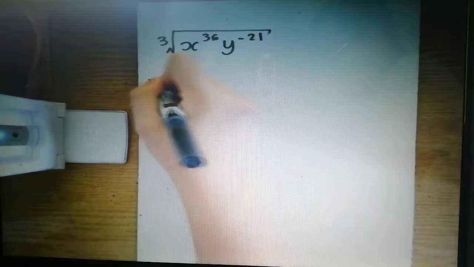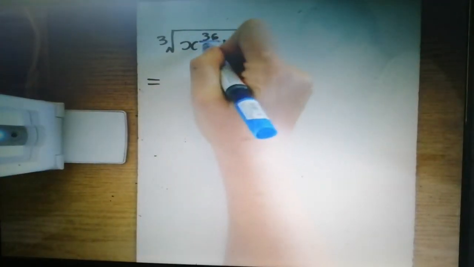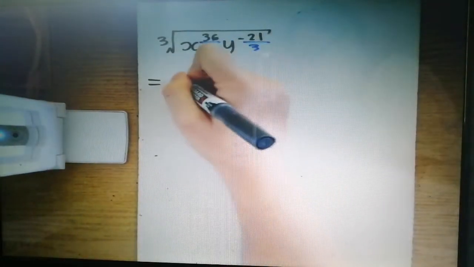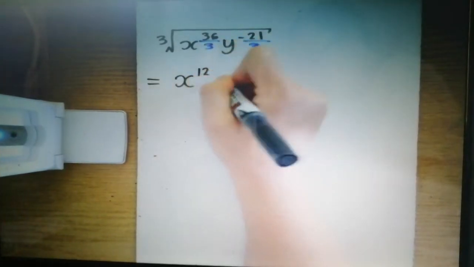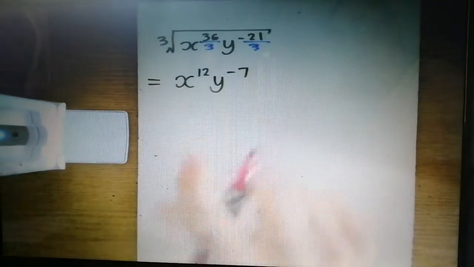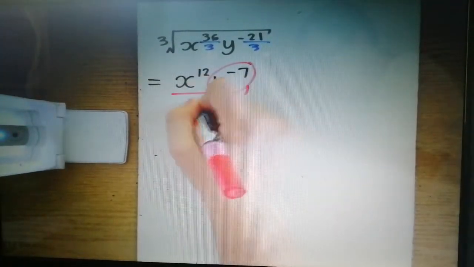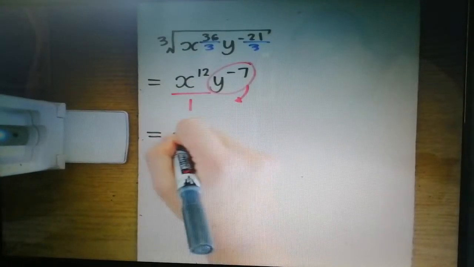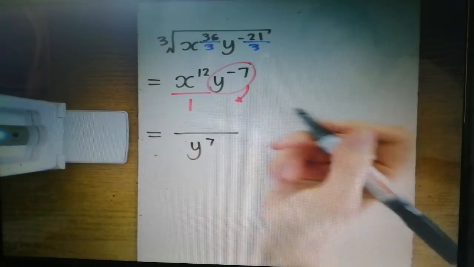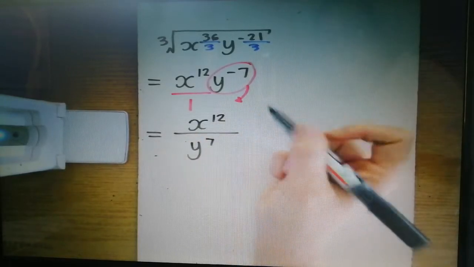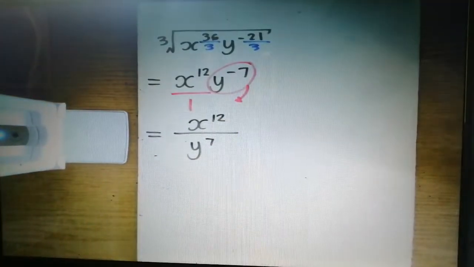Cool. Question number 3. You have the cube root of x to the power of 36, y to the power of negative 21. And we know what we do. With our powers, we divide the exponents by the value of the square root or the cube root. And I got x to the power of 12, y to the power of negative 7. Here's my problem. I don't want these negative powers, so I take it to the bottom. Remember, this stands over an imaginary 1. What do I mean I take it to the bottom? I mean in my denominator, I now have y to the positive 7, and my numerator doesn't change because it wasn't the problem. That was question 3.